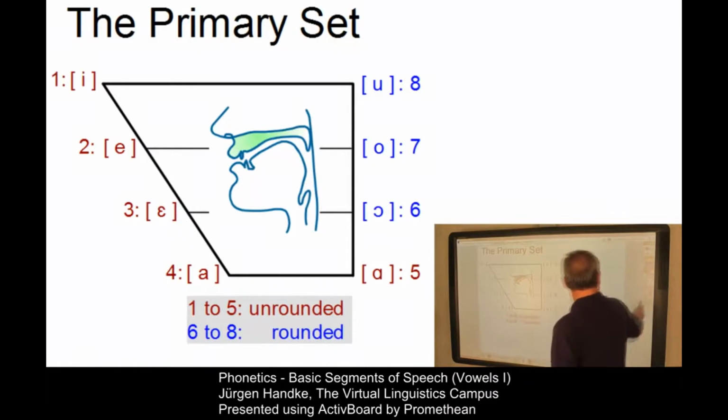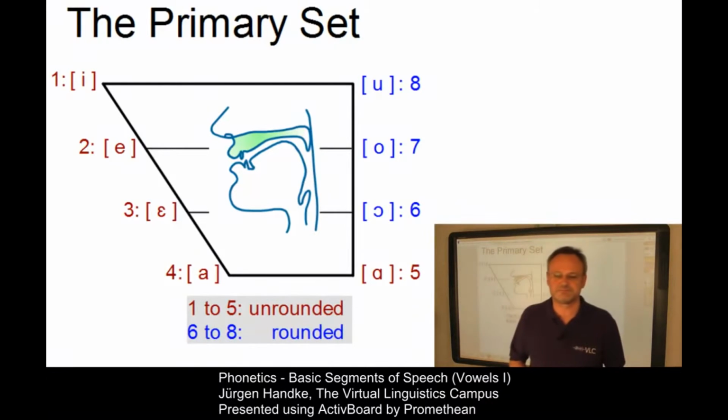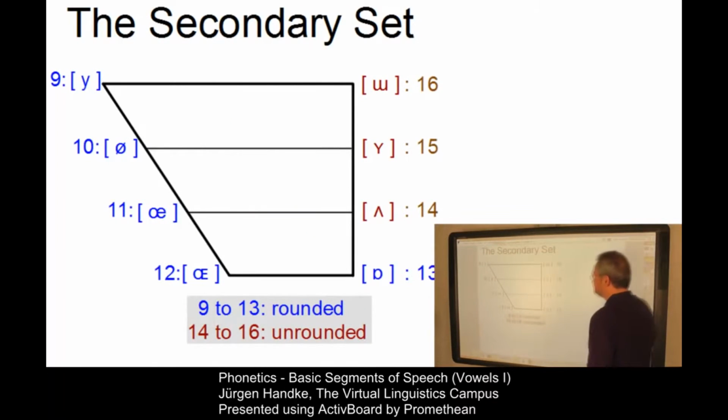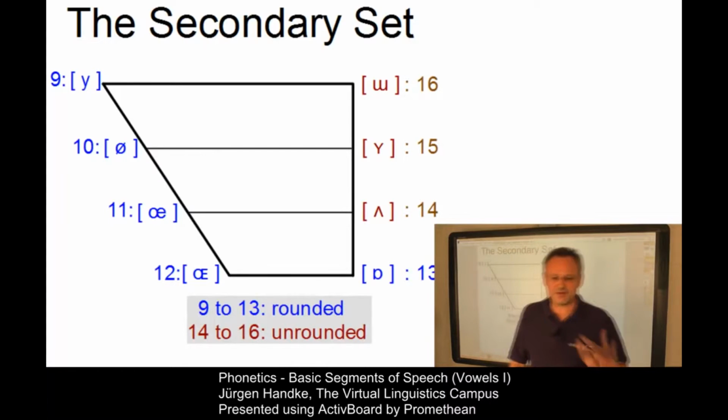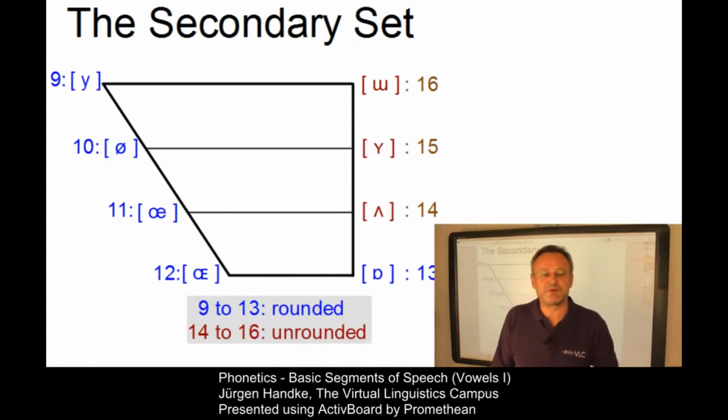Now if we reverse the parameter of lip rounding, we get a secondary set. Here it is. Now the secondary cardinal vowels have received the numbers 9 to 16. Here is my advice how you can produce them. Produce the respective primary cardinal vowel, keep the tongue in exactly the same position, and then change the lip position. Let's do it.